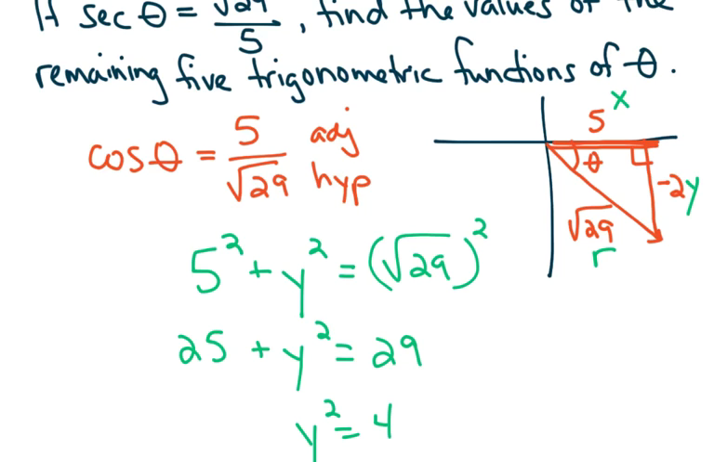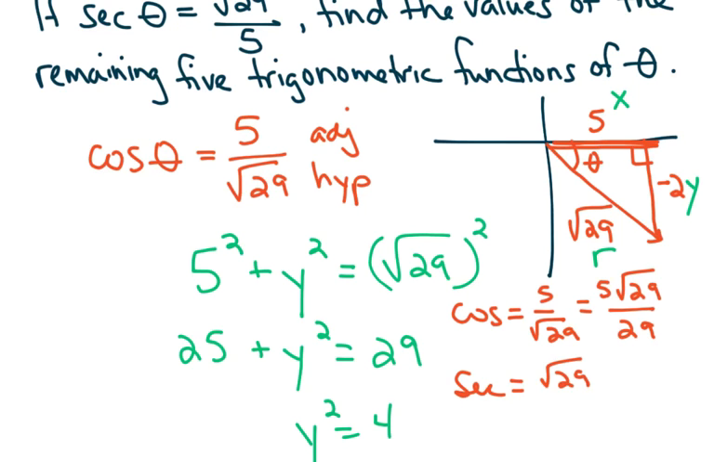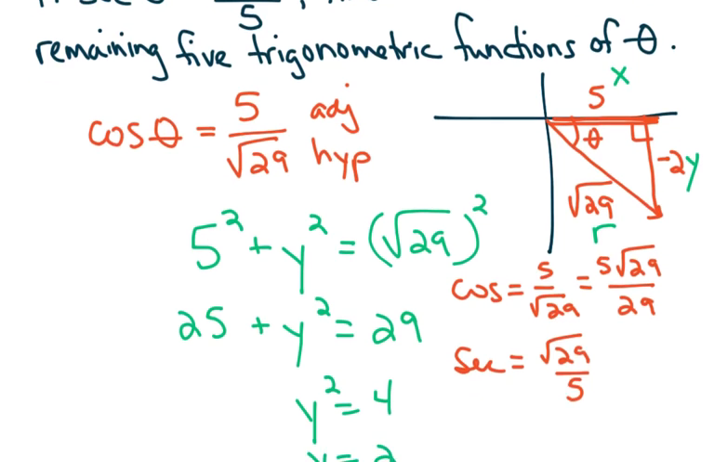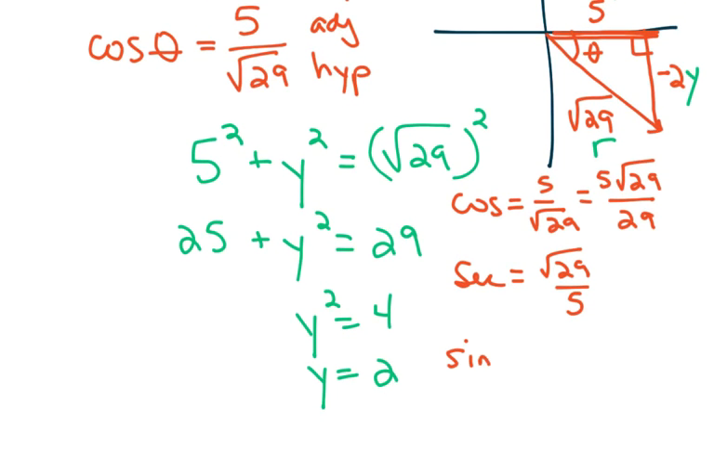I already knew my cosine. Remember, this is going to rationalize to 5 square root of 29 over 29. And I already knew secant. So the sine of theta, sorry, I'm forgetting theta here, is opposite over hypotenuse, which is going to rationalize to negative 2 square root of 29 over 29.